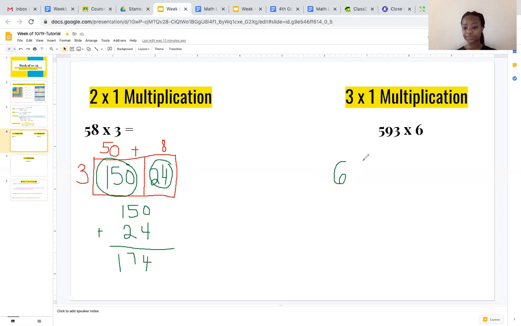So we're going to multiply 6 by 500. And then we're going to add that to 90, right? Because the value of the 9 is 90. And finally, we're going to add the product of 3, this 3 that is in the ones place, and 6.